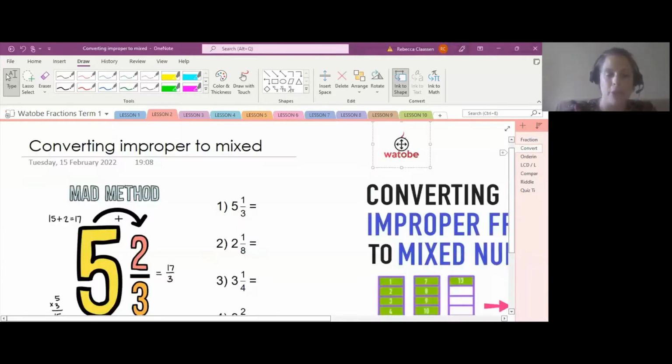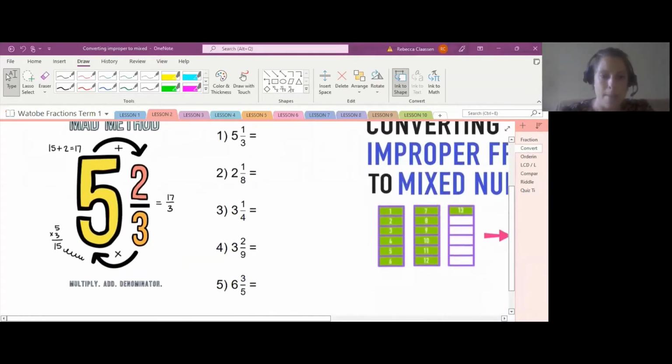Okay. So we had a quiz at the last lesson about converting a mixed number. First of all, tell me this kind of fraction is called a mixed number because it's got a whole number and a fraction. And we had a look at converting that into an improper fraction where the numerator is bigger than the denominator.